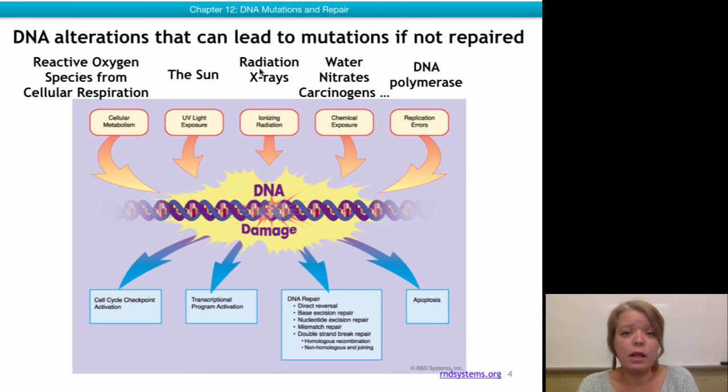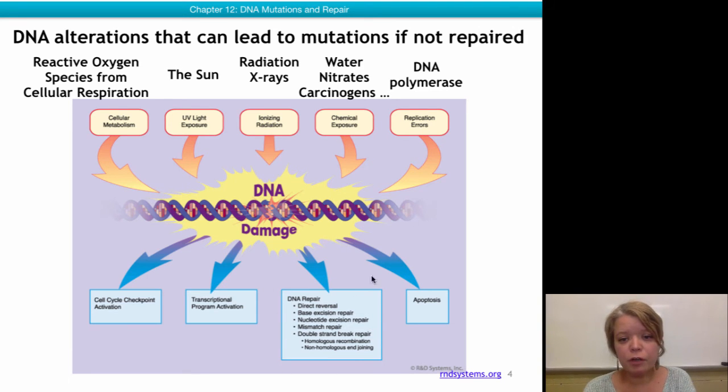Another type of insult to the DNA are X-rays or radiation, so all types of ionizing radiation. And chemical exposure. Chemical exposure can be carcinogens or nitrates that we consume in our food, but it can also be the molecules commonly found all around the DNA, such as water. If a chemical can interact with the DNA and change it, it is a potential mutagen. Finally, DNA polymerase, as beautiful as it is, as precise as it is, does make mistakes, and those mistakes also need to be repaired.